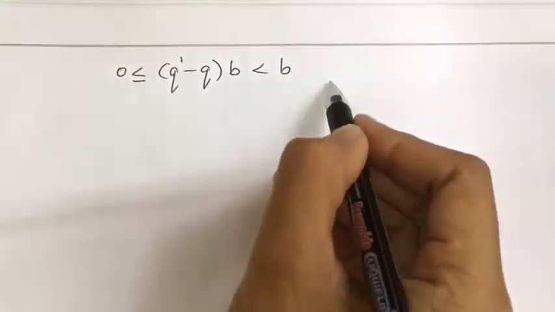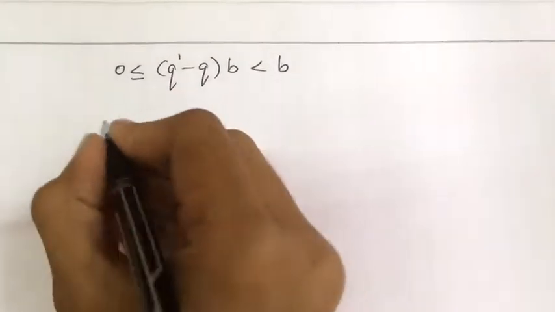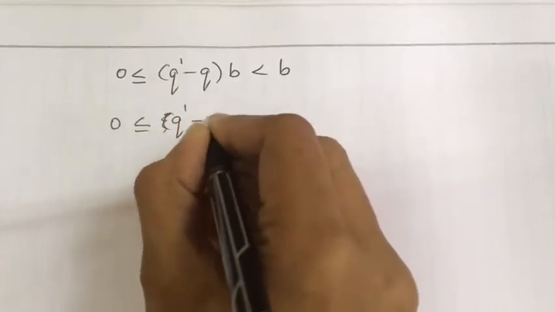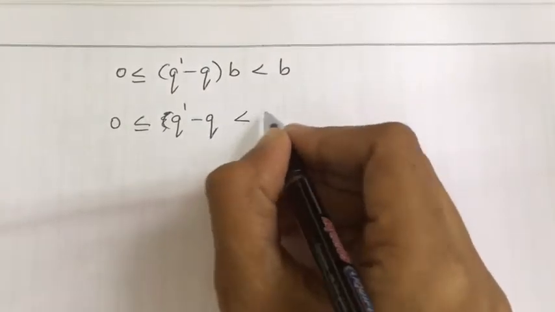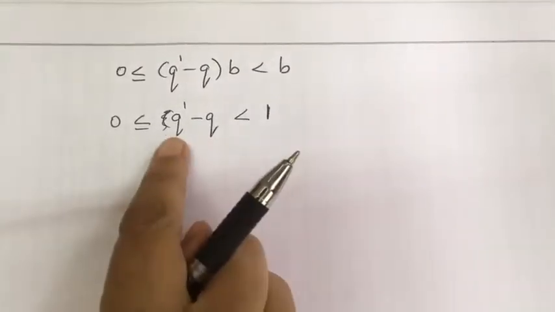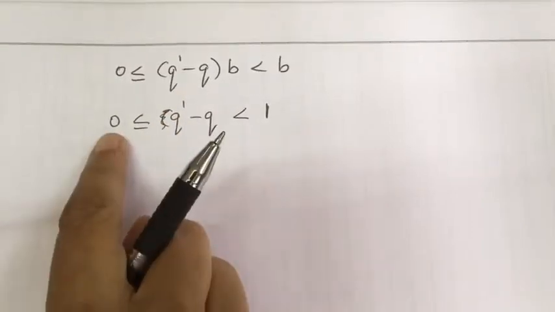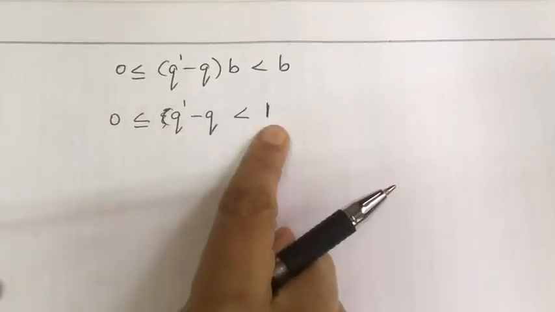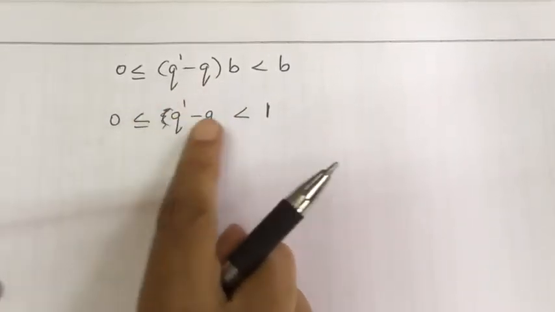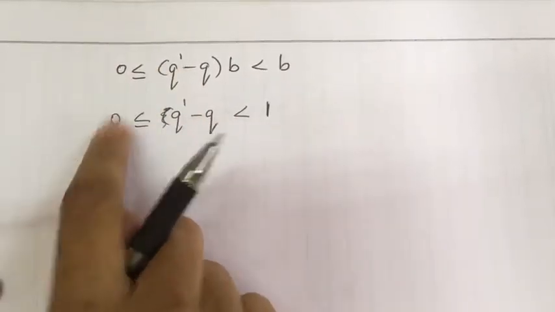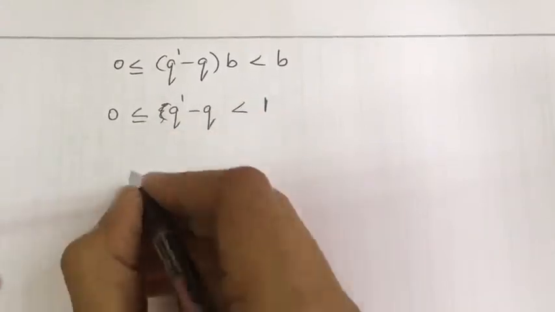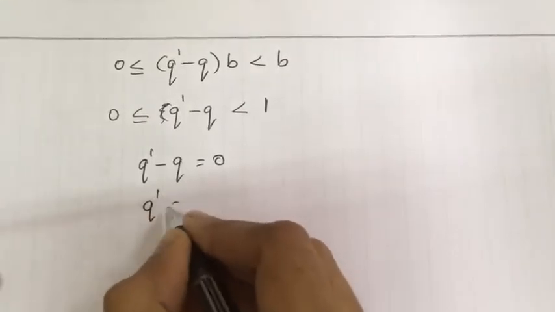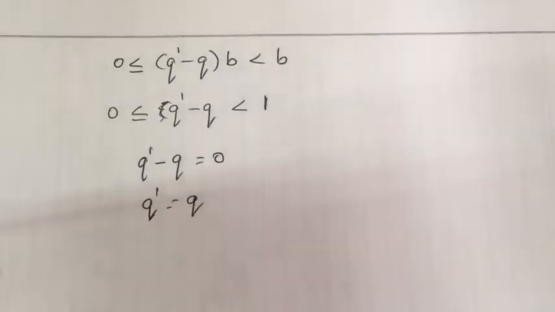So if the whole equation is divided by B, then I'll get 0 less than or equal to Q dash minus Q less than 1. So Q dash minus Q is an integer which lies in between 0 and 1. It may be equal to 0 or it must lie in between this. But there is no such integer, therefore Q dash minus Q must be equal to 0. It must be an integer, right? Therefore Q dash minus Q must be equal to 0. What does it imply? It implies Q dash equal to Q.